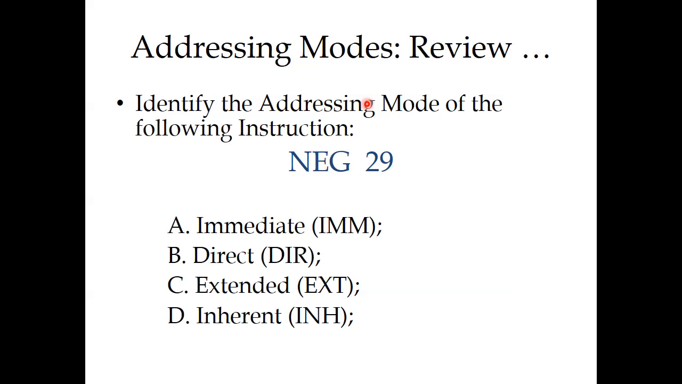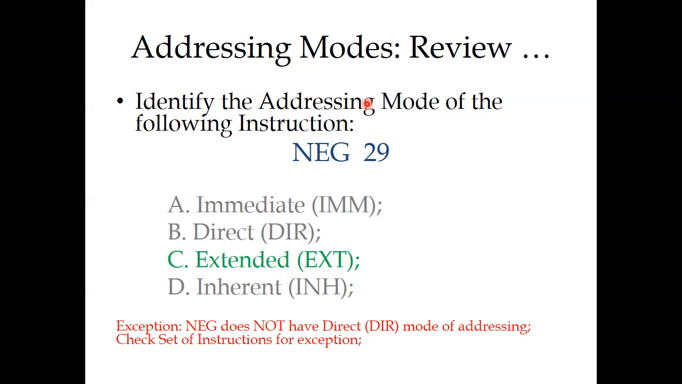How about this one? NEG 29. We don't understand the instruction, but just by looking at this one, it looks like it should be direct, right? But there are some exceptions. This actually is extended. Now let me tell you why this is different, because you might be wondering, we learned all these techniques, and now we have some exceptions. This is why we have some exceptions. Let me show you something.